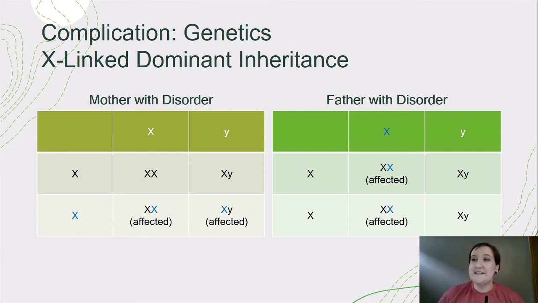Some of these examples include hypophosphatemia, which is a form of rickets that's congenital, and another disorder called incontinentia pigmenti, which in males is actually lethal prior to birth, but in females it will cause highly variable abnormalities of the skin, the hair, the teeth, the nails, the eyes, but also most importantly the central nervous system.